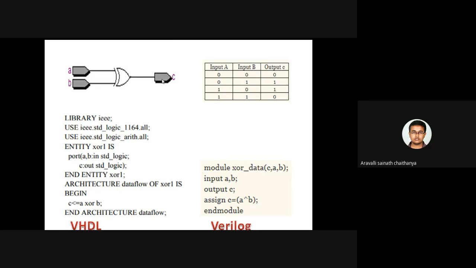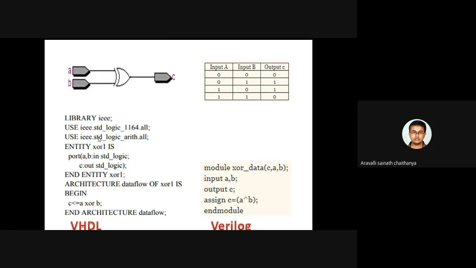What am I doing here? Assigning. What is C? C is expressed in terms of A and B as C equal to A XOR B. End module. So this is the Verilog language, hardware designing using the Verilog language.